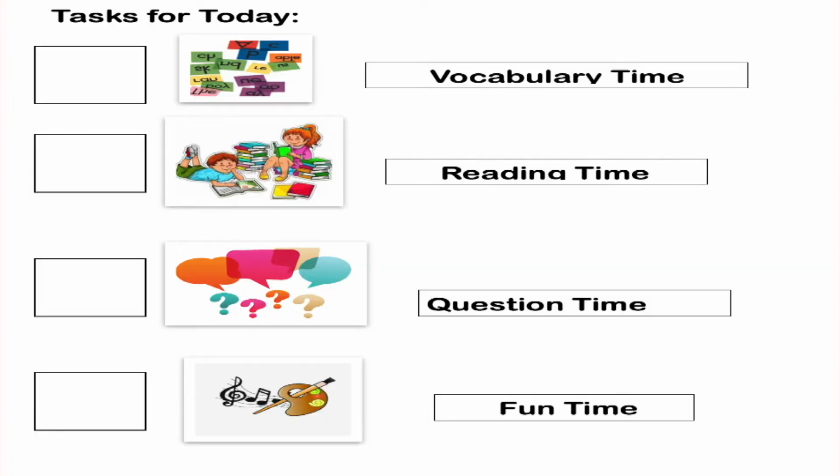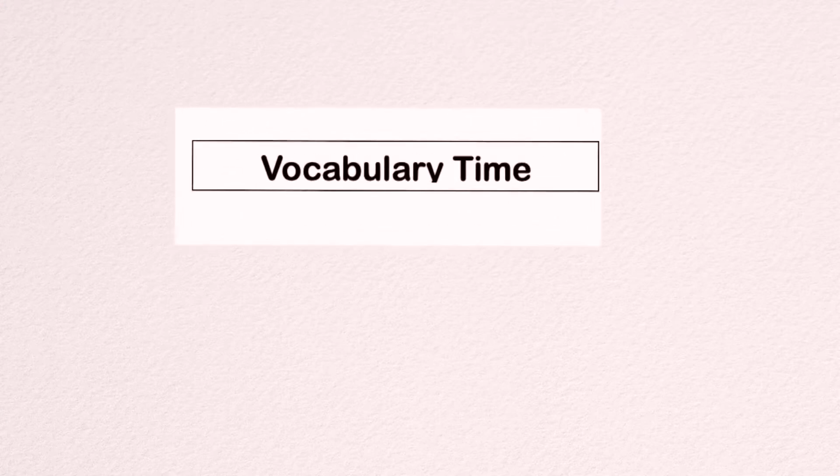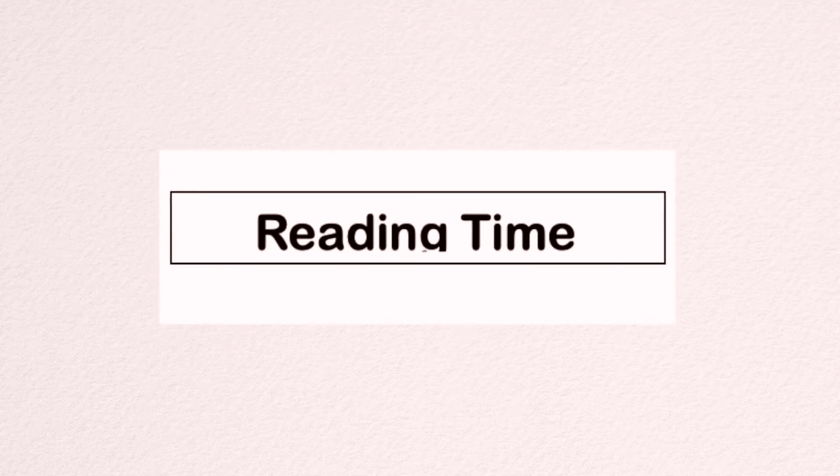After, I show the task board, which contains all the activities for the class. I go on to say, "These are our tasks for today. We have vocabulary time, reading time, question time, and fun time! Yay!" Fun time means our tasks for the day have already been completed, and we can draw, color, or sing.